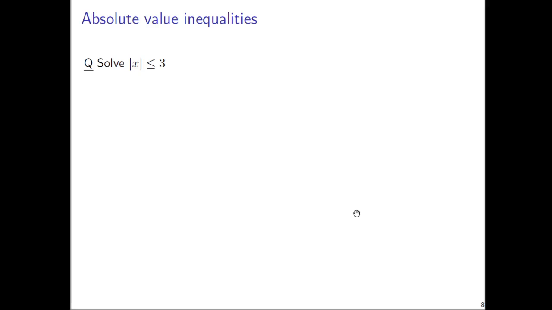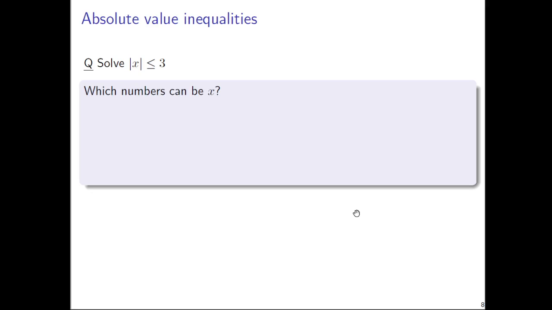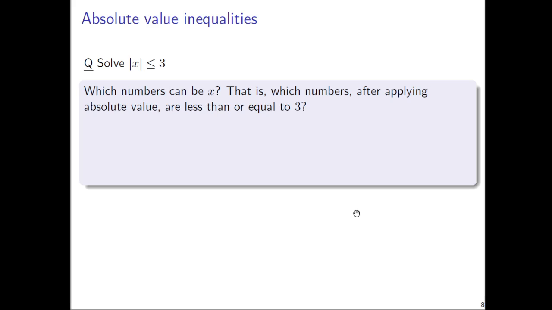Let's solve absolute value of x is less than or equal to 3. So really we need to be asking ourselves, what numbers could x be? What numbers, after you apply the absolute value, would be less than or equal to 3? x equals 0 works, x equals 1 works, x equals 2 works, x equals 3 works. x equals 4 doesn't work, and any bigger also doesn't work.